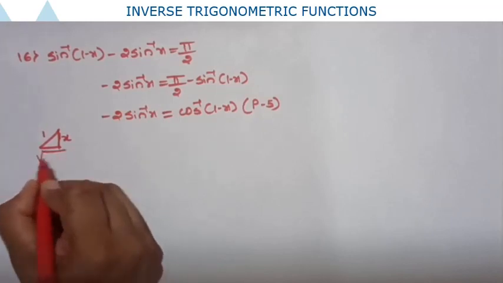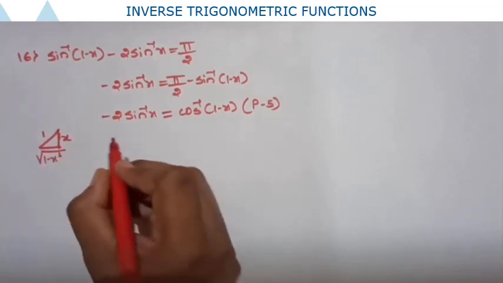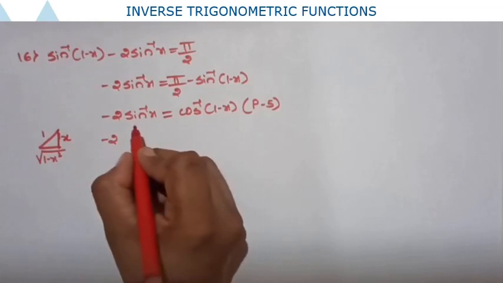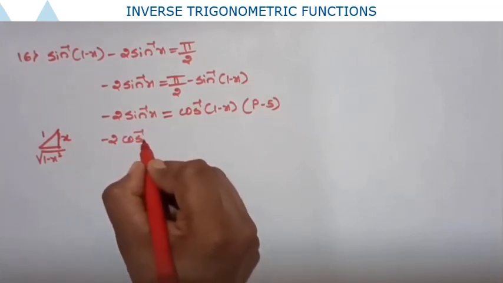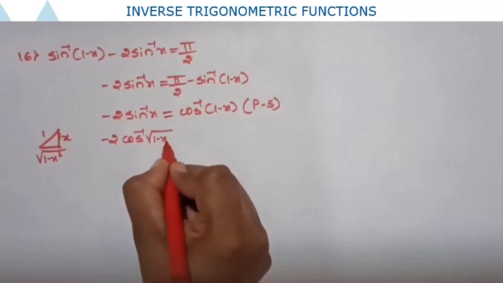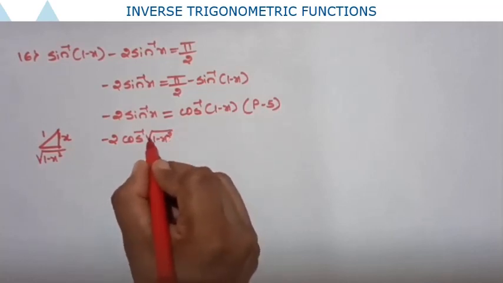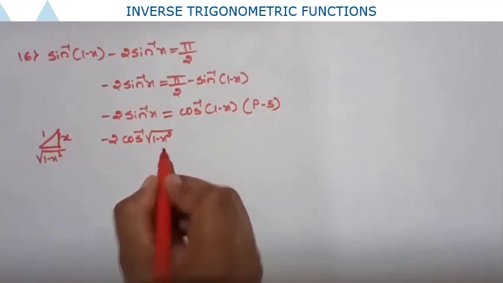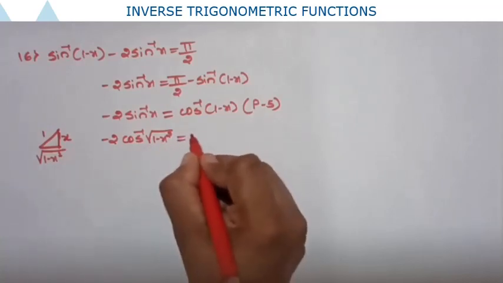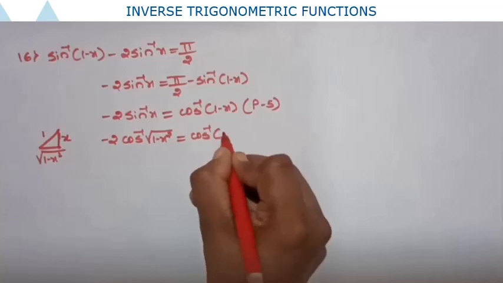Therefore adjacent side becomes root of 1 minus x square. Therefore minus 2 keep as it is, sine inverse in terms of cos inverse, this becomes cos inverse of adjacent side divided by hypotenuse. Adjacent side is root of 1 minus x square, hypotenuse is 1, so nothing is there means it will be 1, and this is equals to cos inverse of 1 minus x.